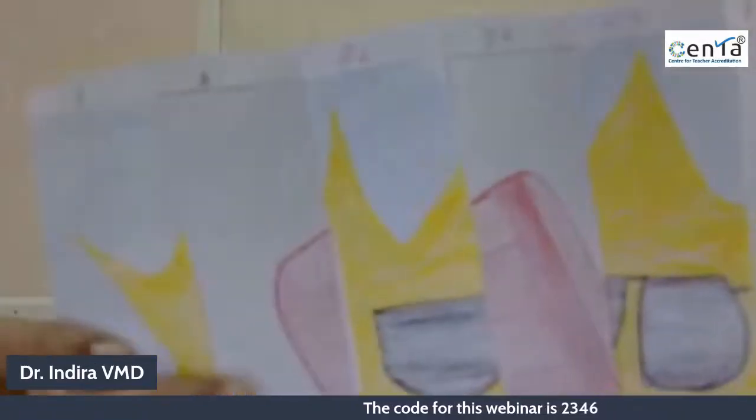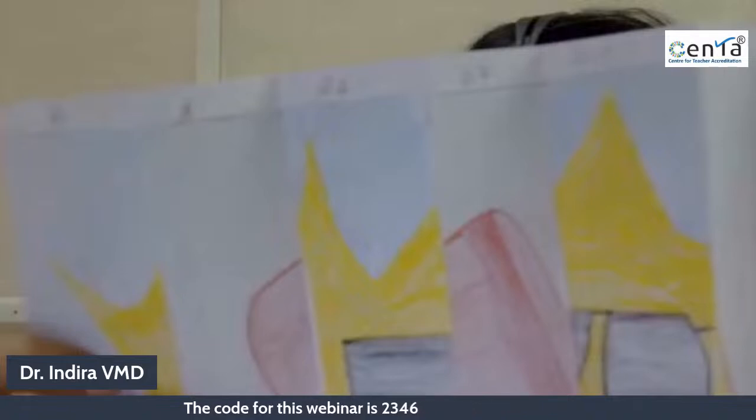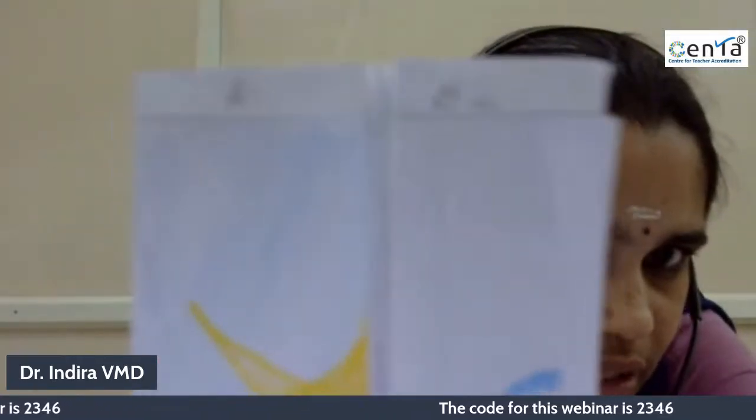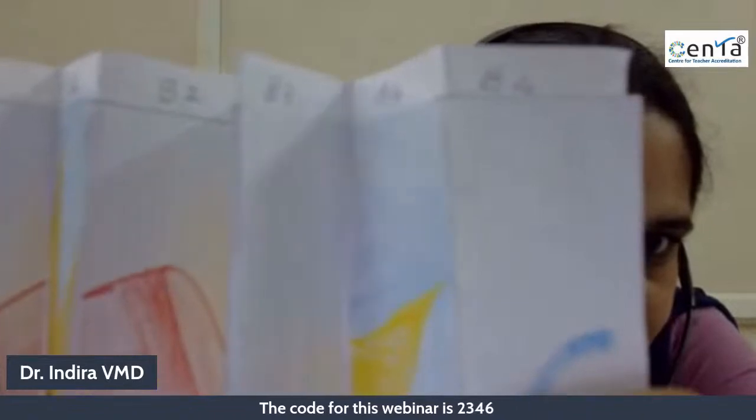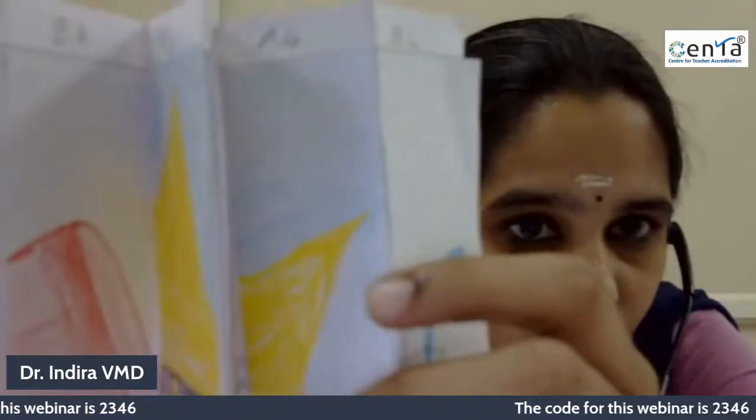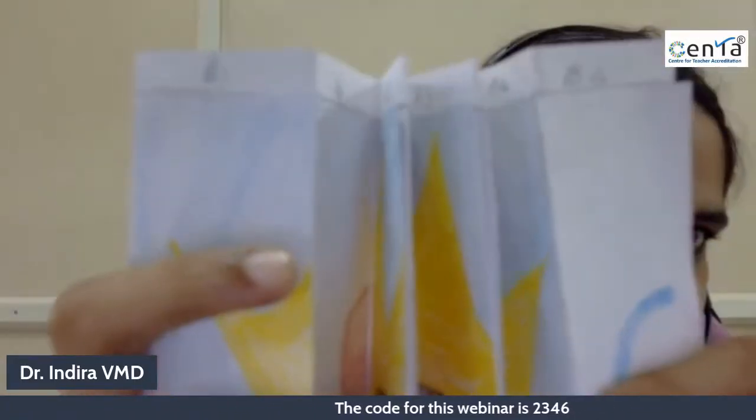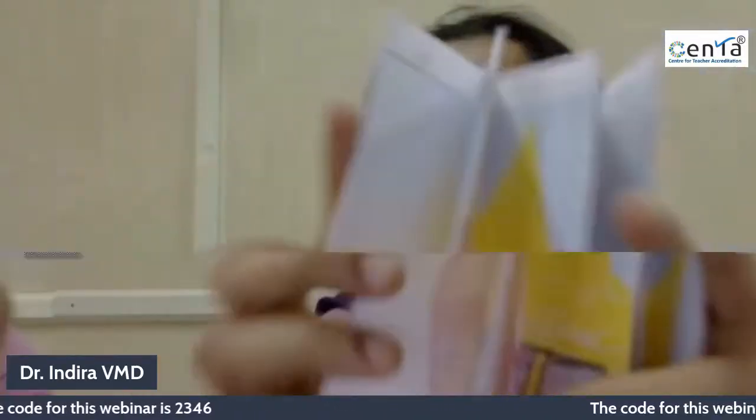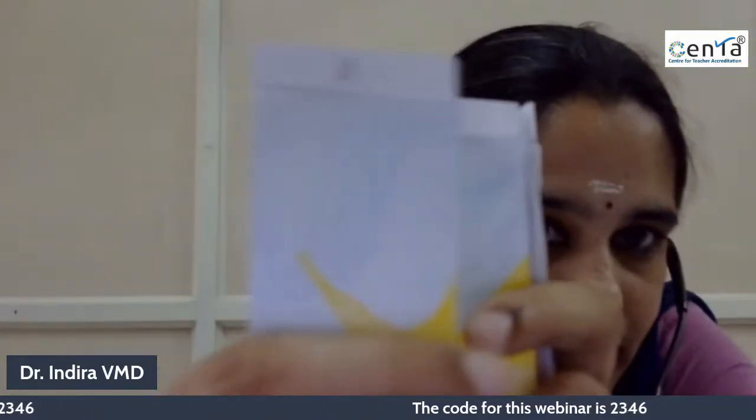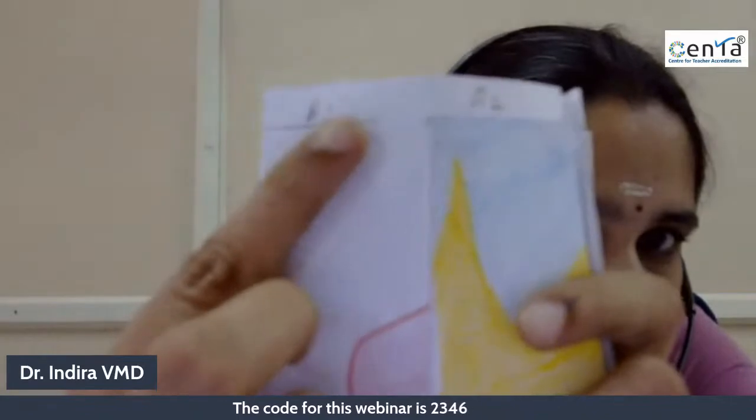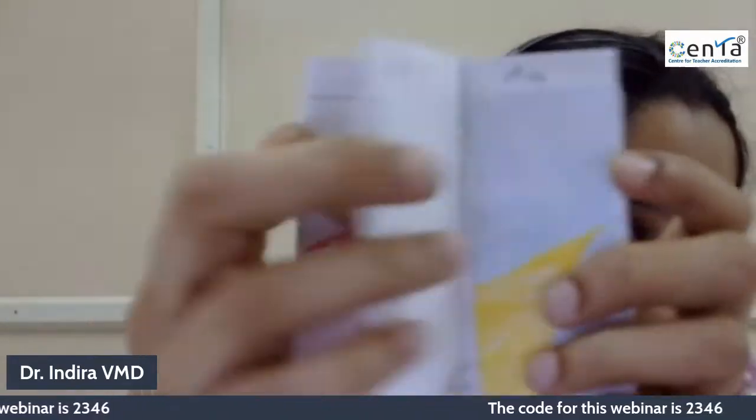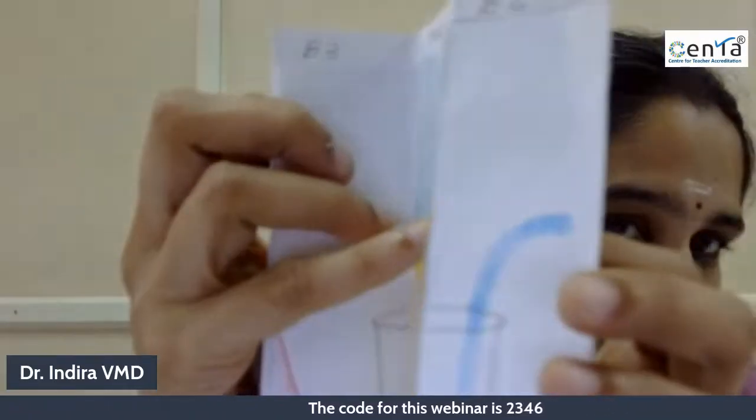I have cut strips. If you can see, I have written A1, A2 like that. I'll just take this cursor. Here, if you can see, it is all alternate: A1, then B1, then A2 and B2, A3, B3, A4, and B4.